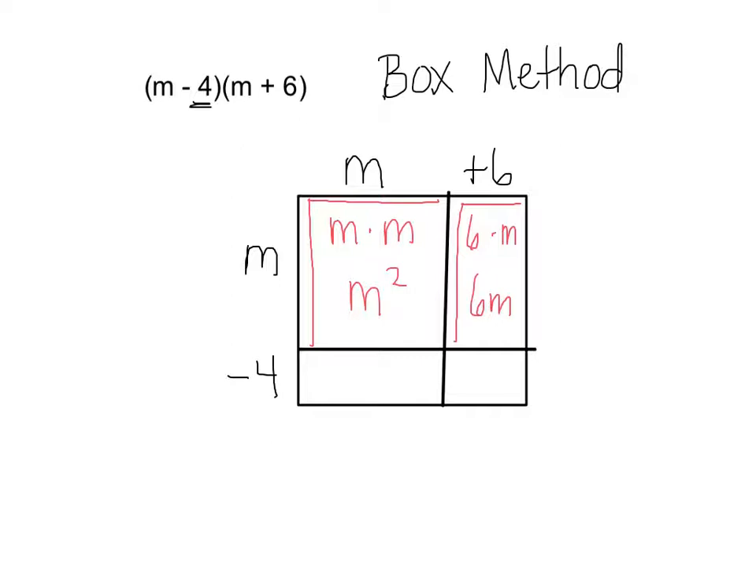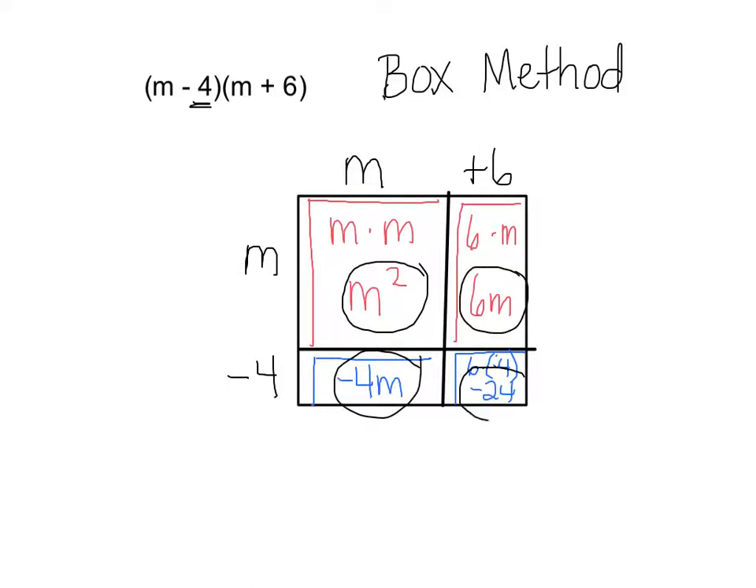And then on the bottom row, I'm going to take this length m and multiply it by negative 4. So we generally write that as negative 4 times m. And then on the last rectangle, we'll have a length of 6 with a width of negative 4. So that's going to be 6 times a negative 4, which is negative 24. So now what you want to do is take all of the areas of these 4 rectangles and just add them together.